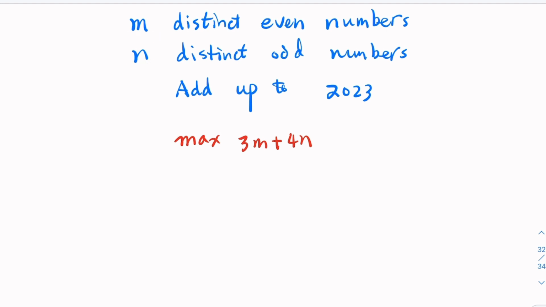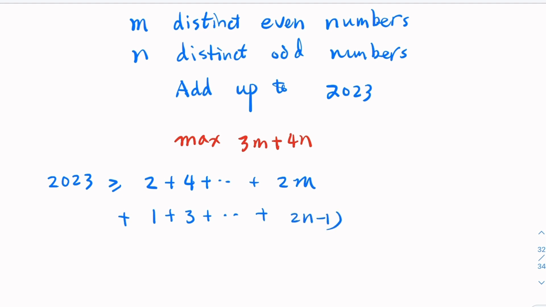So since they add up to 2023, we can have this inequality here, right? 2023 would be greater or equal to the smallest possible m even numbers. That will be 2, 4, 6, and so on and so forth, up to 2m, right? That's the first m even numbers, and the first n odd numbers would be 1, 3, 5, and so forth, up to 2n minus 1.